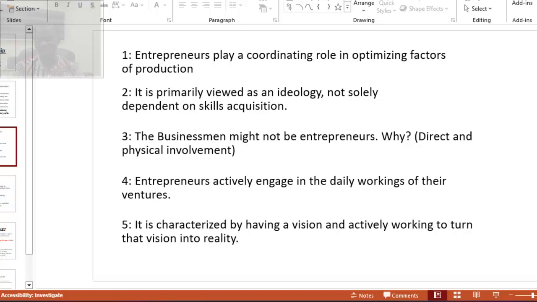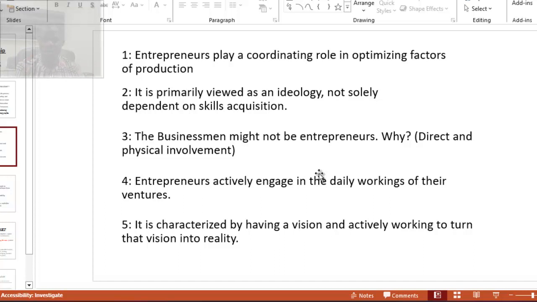Another point is that entrepreneurs actively engage in the daily workings of their business. Just as I said, it's an ideology. You have conceived it, you want to bury yourself into it, because it is not all about conceiving an idea. You must conceive it. After conceiving it, you give yourself to making sure that you actualize it. From beginning to end, you will see an entrepreneur actively involved in his idea, his innovation, his creativity.